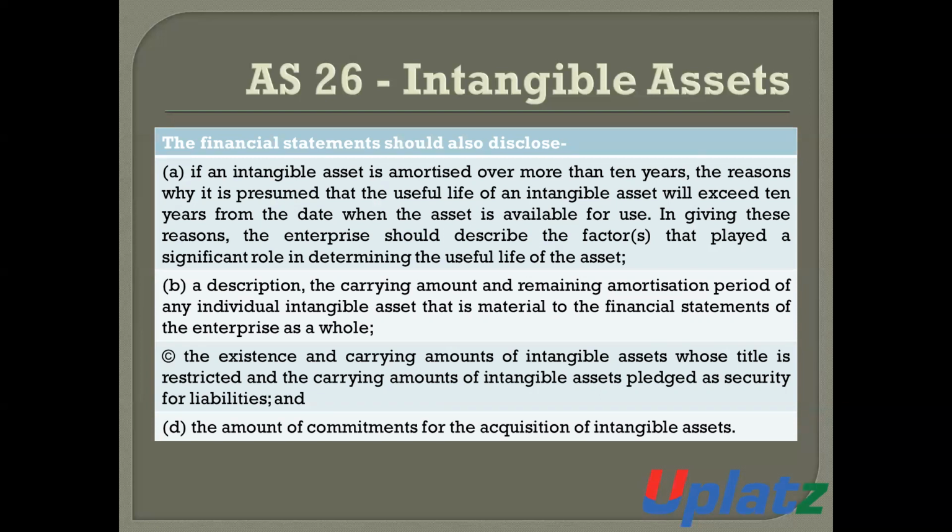The next point is the existence and the carrying amount of intangible assets whose title is restricted and the carrying amount of intangible assets pledged as security for liabilities. That is, if there is any intangible asset which is used as a pledge, then the existence and the carrying amount of such intangible assets will also be disclosed. The amount of commitment for the acquisition of such intangible assets will also be disclosed as per Accounting Standard 26.